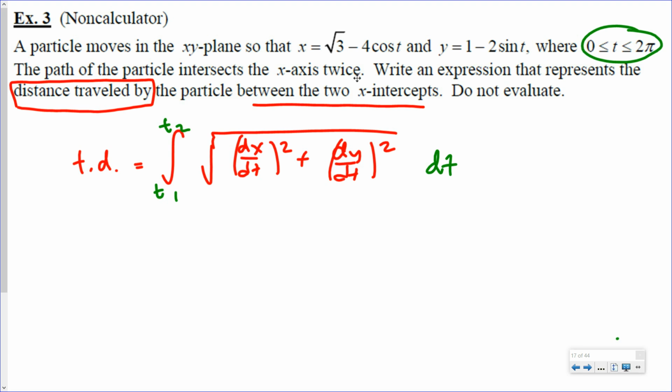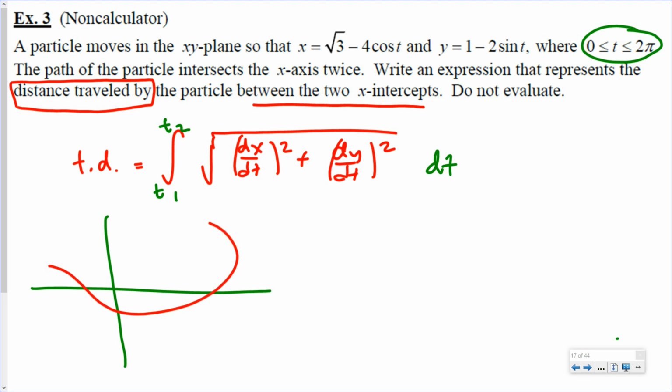Okay, let's just talk about y. The path intersects the x-axis twice. So let's think about what we're doing. We've got some path. It intersects the x-axis twice. So let me draw it. And we talked about this yesterday. As we plot all these points, each point represents some time. So this might be time at -2. This might be time at 0. This might be some other time, I don't know.